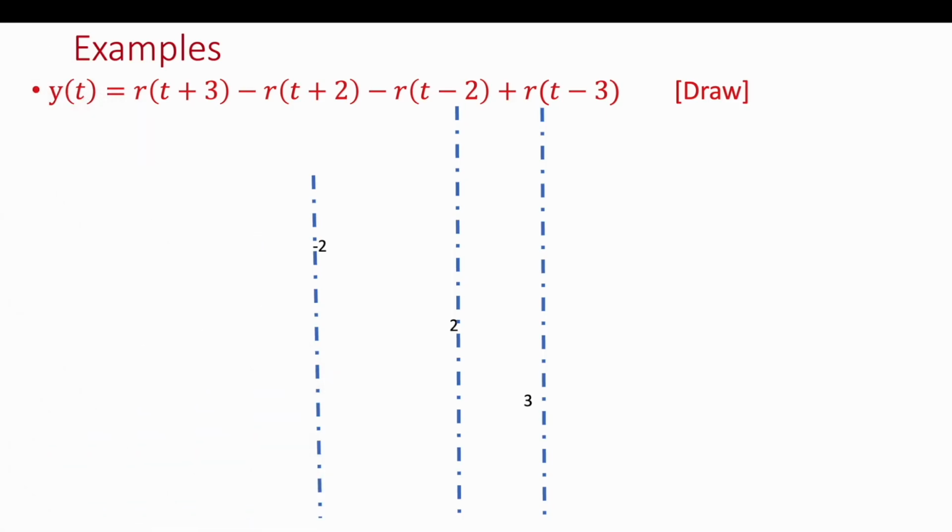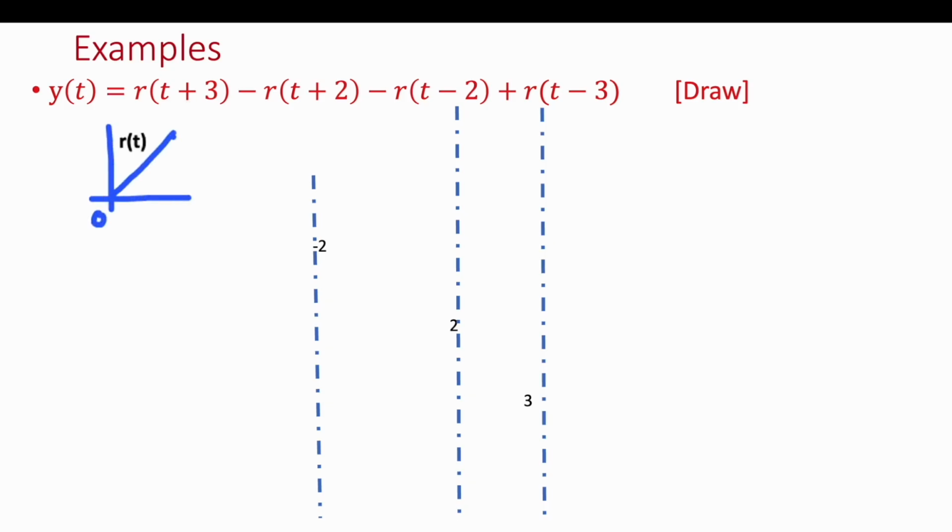This is an example where you are given the response of the system: y of t equals r of t plus 3 minus r of t plus 2 minus r of t minus 2 plus r of t minus 3. You need to draw the response of the system, so you need to understand what this means. Here r is the ramp function, and you need to know how we represent the ramp function if it is a shifted version or a time reversal.